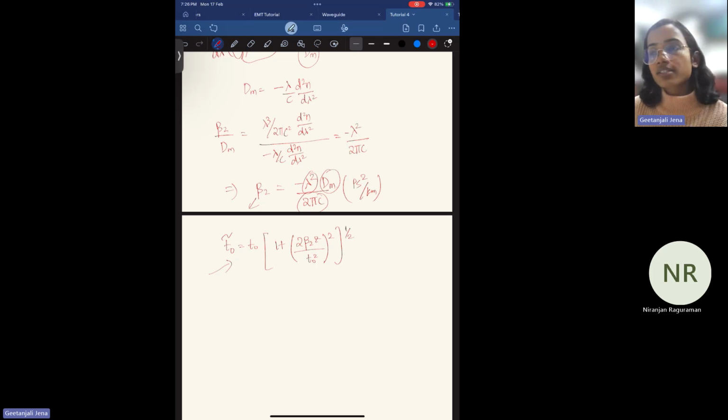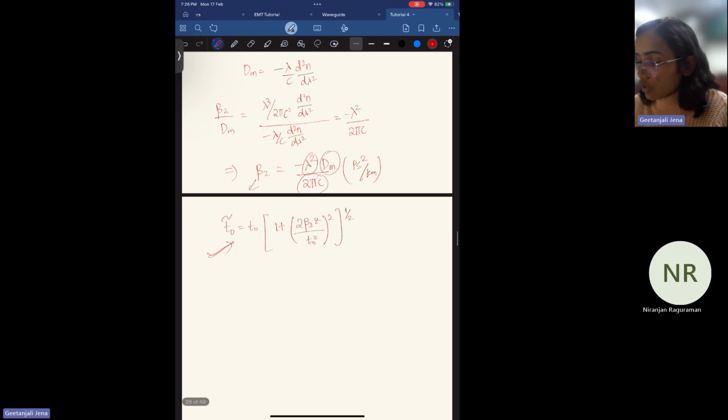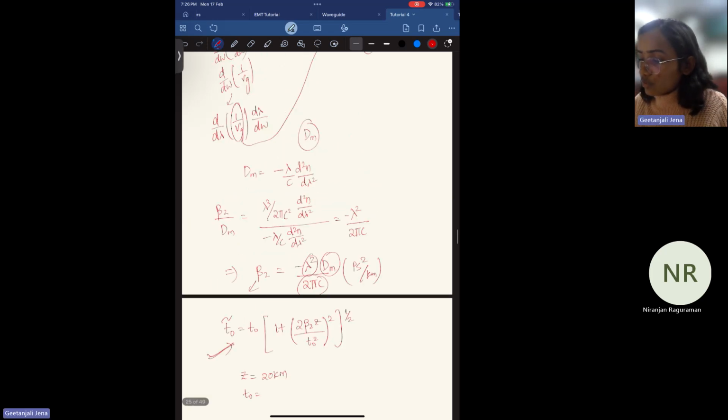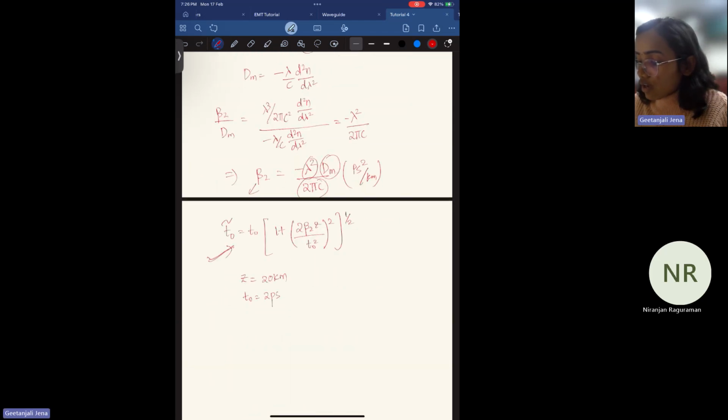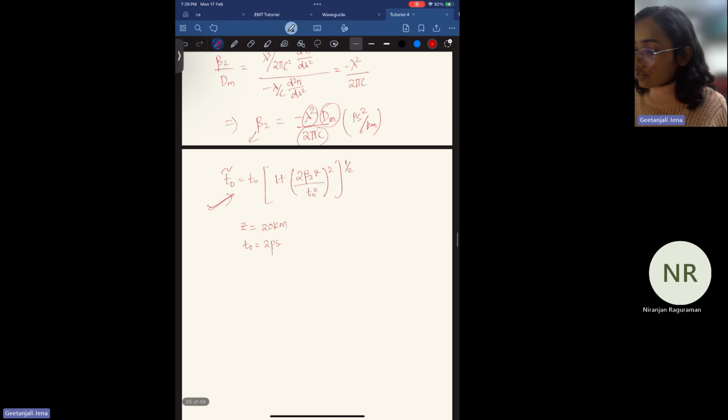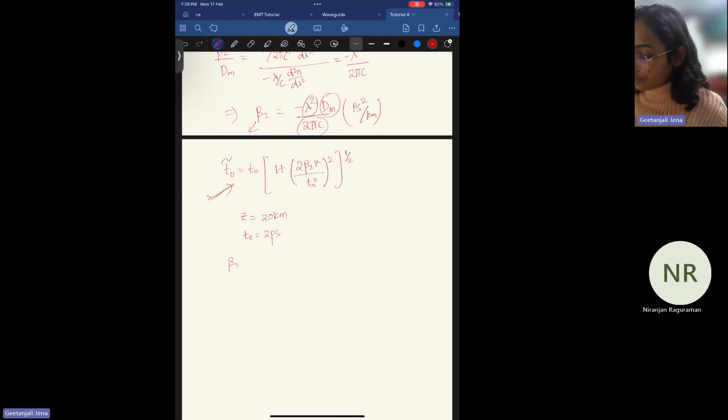If we had considered the material dispersion also, then there would be a term because of the material dispersion. But in the question it is given to ignore it and only consider the group velocity dispersion coefficient. That is why we are calculating this. Z is already given, it is 20 kilometer. T0 is also given, I think this is 2 picosecond. Yes, this is 2 picosecond. So our only job is to find out what beta 2 is here.